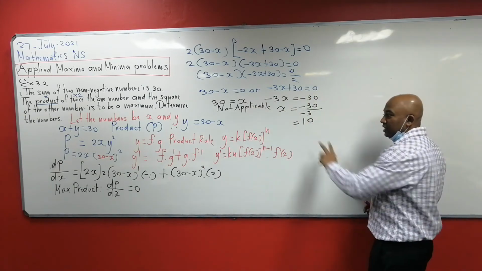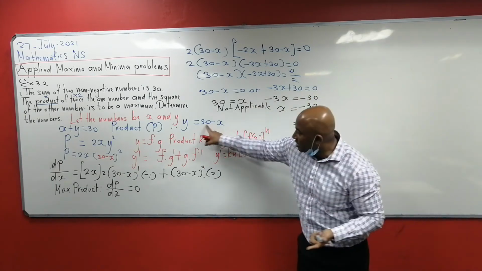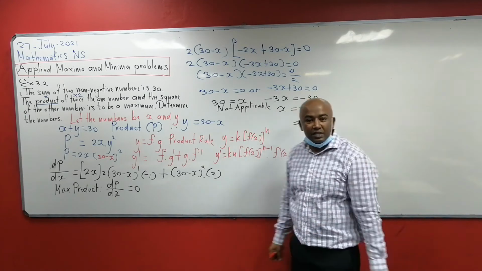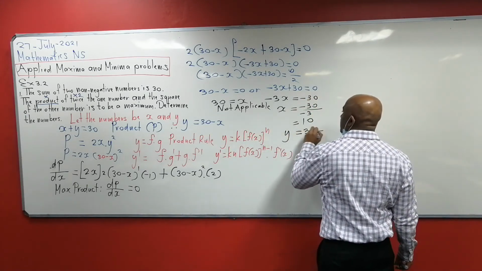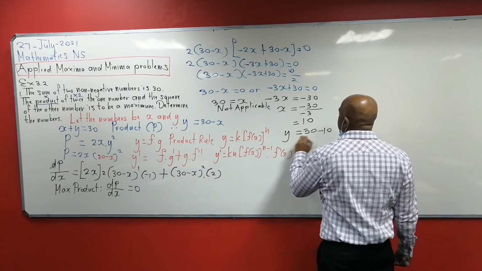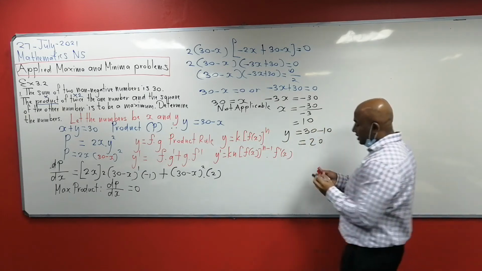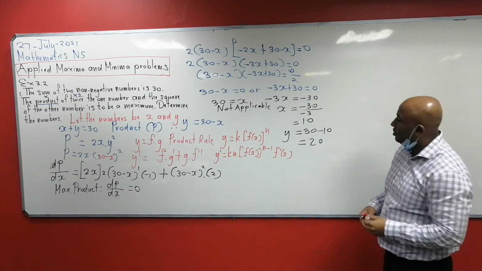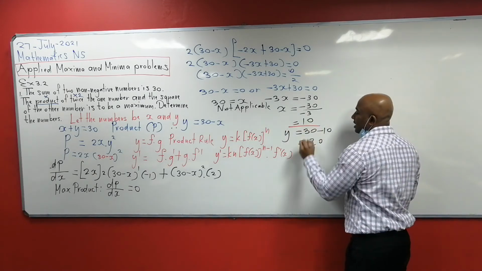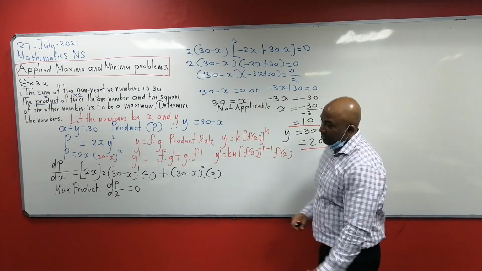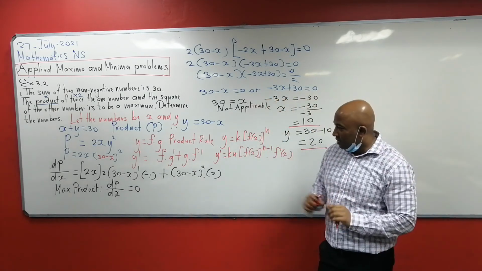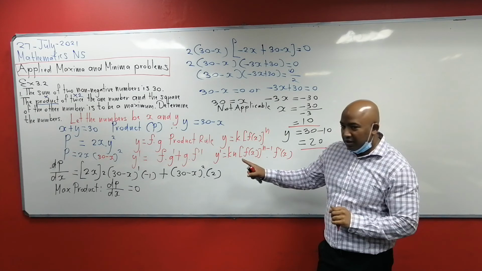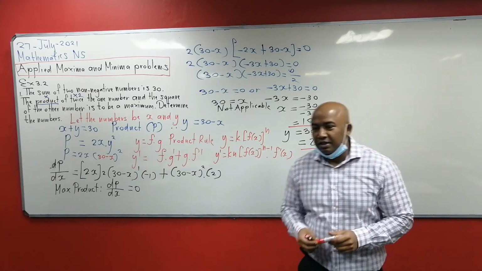X is equal to 10 is what we're going to be using, because 30 minus 10 is 20. We get a maximum product. So we got y is equal to 30 minus 10, which is equal to 20. And you know, you can write down, therefore the numbers are 10 and 20. So here we are using our N5 work on product rule and the chain rule.